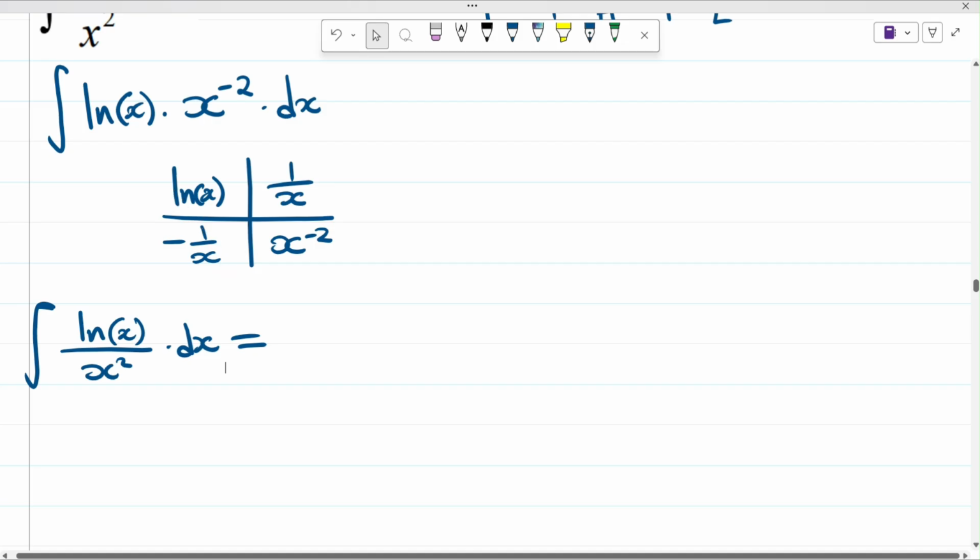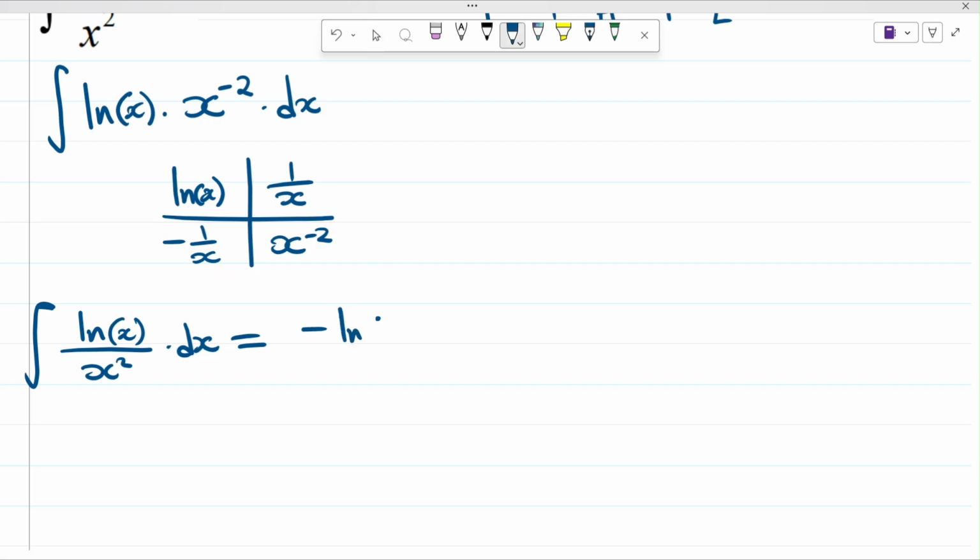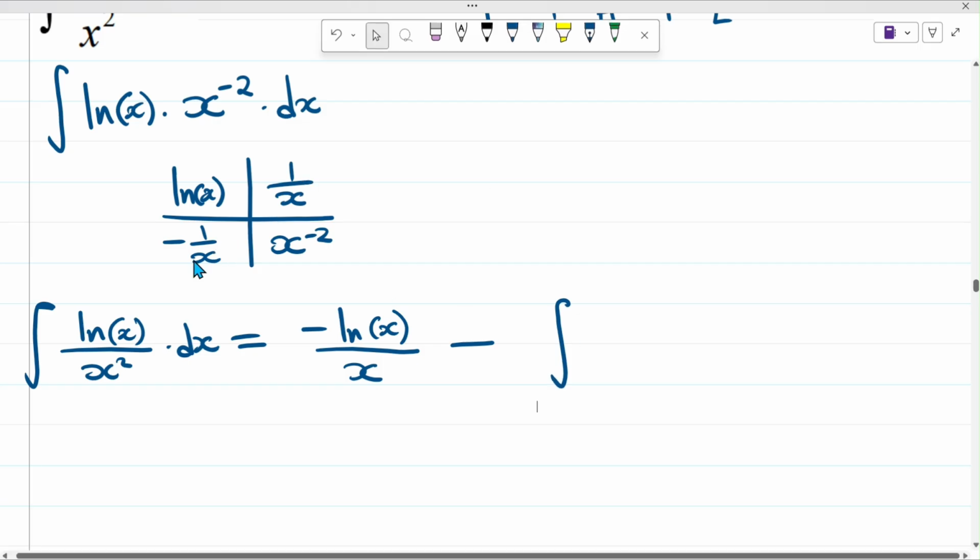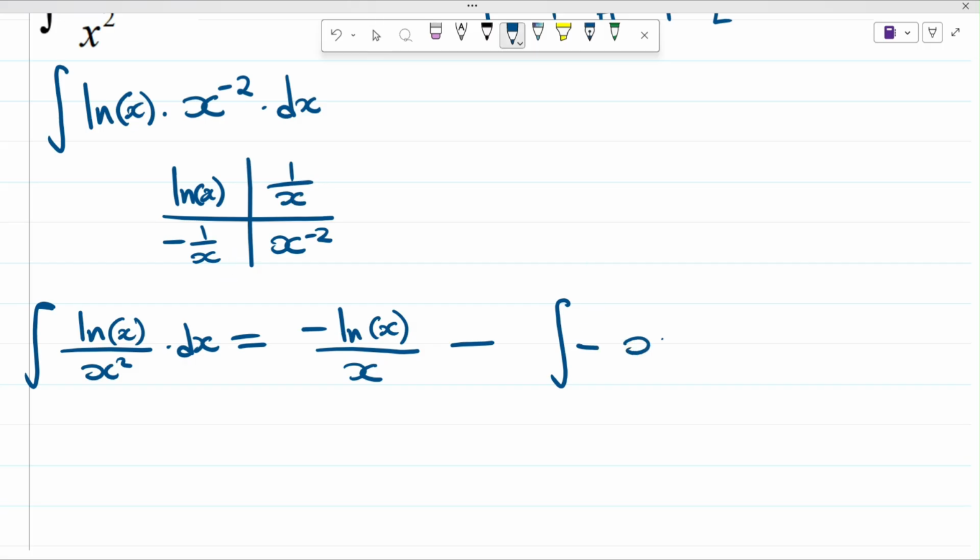Second, multiply by third. That's going to be negative ln of x divided by x, minus the integral of what? First quadrant multiplied by third. So this is going to be -1 over x squared. -1 over x squared is the same as -x to the power -2 dx.